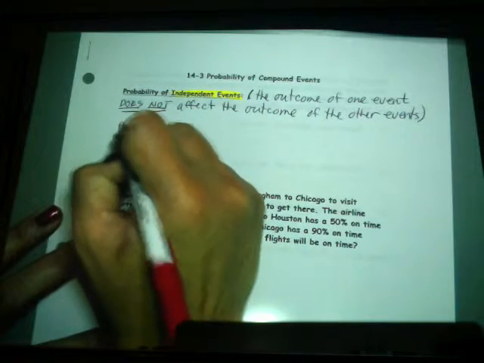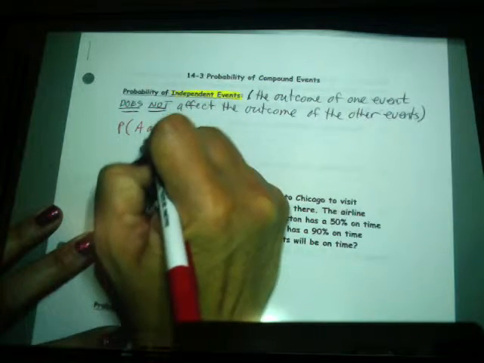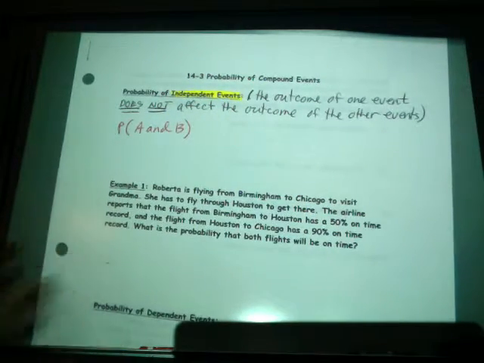So remember, an event would be like rolling a die, spinning a spinner, picking something out of a hat. Those are different separate events. And so your notation for probability of independent events looks like this. So the probability of A and B. It's important that this word "and" is there. So I might say the probability of flipping a coin and spinning a spinner is, or, flipping a coin and getting heads and spinning a spinner and getting an even number. Whatever it might be. That's what it's going to look like.